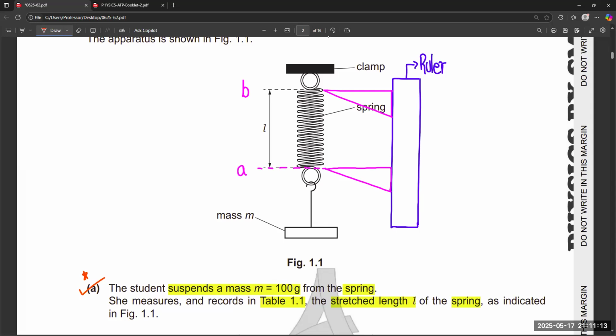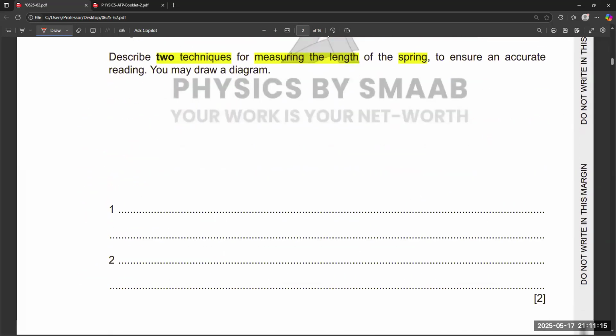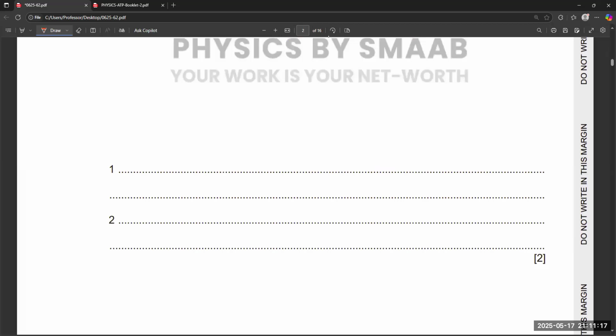So in the answer also, we have to mention: place the ruler parallel to the spring and close to it, not very far away from it.